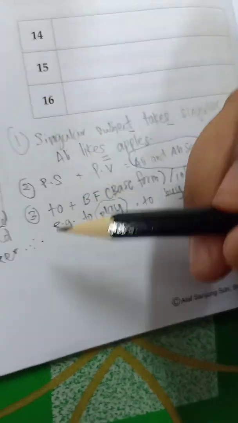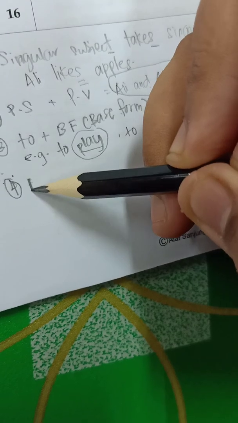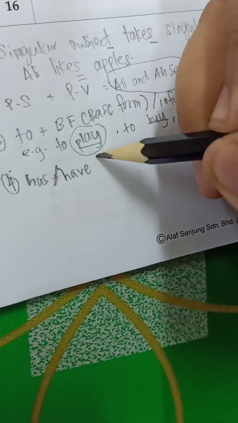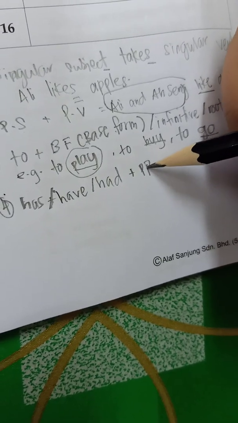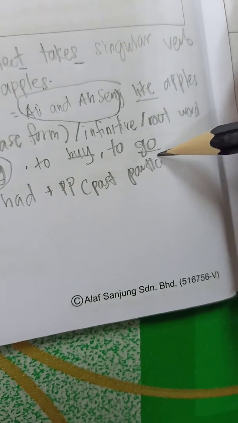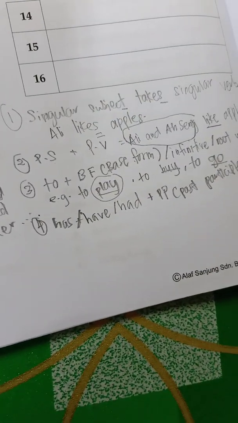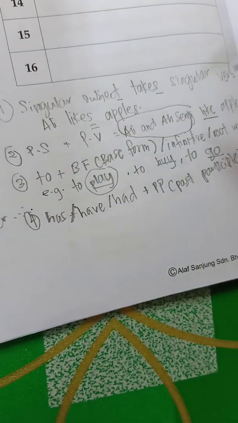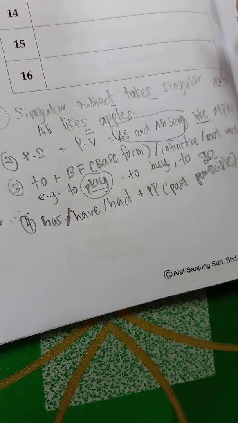Then the next one, you need to remember has, have, and had. These must be followed by PP, the past participle. The past participle is not really the past tense. It is used when you meet a passive word, in a passive sentence.